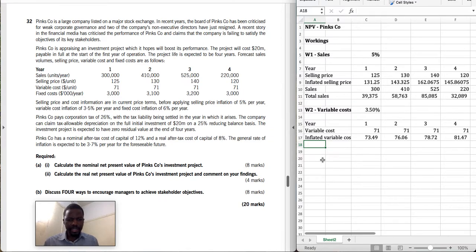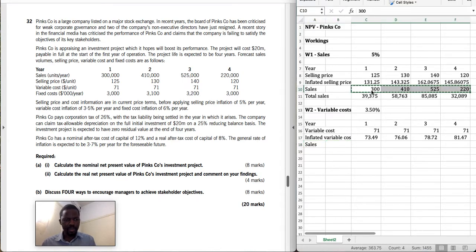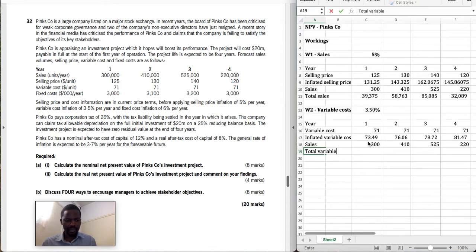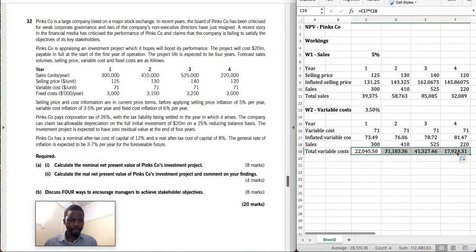Then we will say sales. We copy the sales from the working 1. Total variable costs. Total variable costs, we say the inflated variable costs multiplied by volume, which is the sales. Then we copy the formula down.